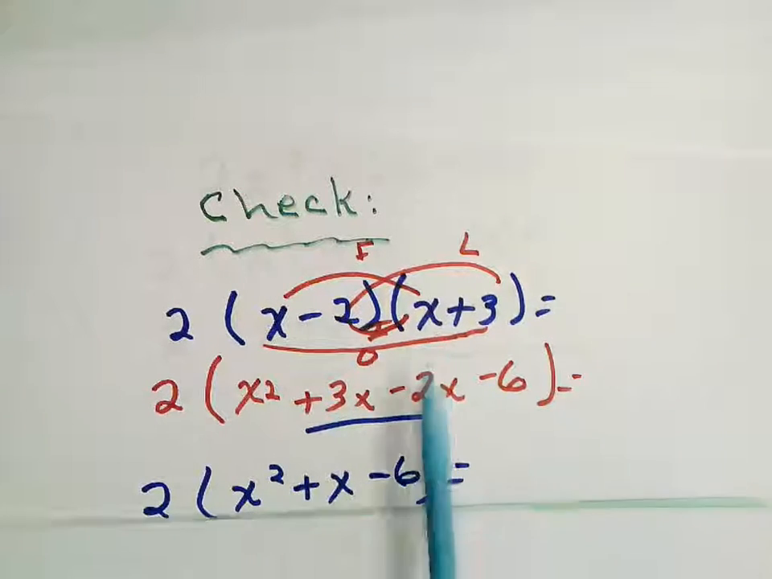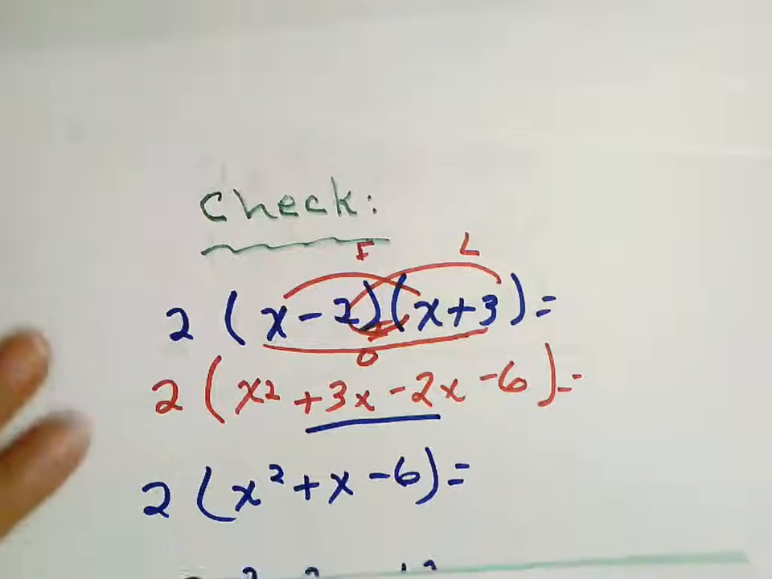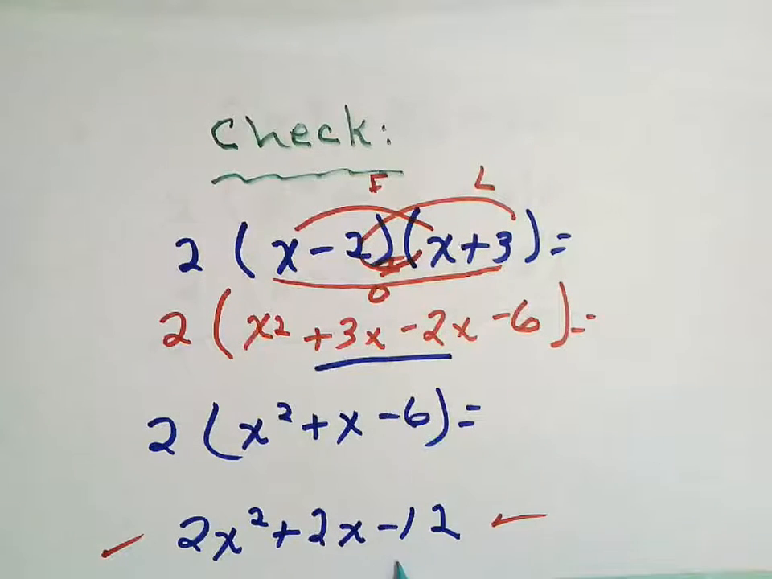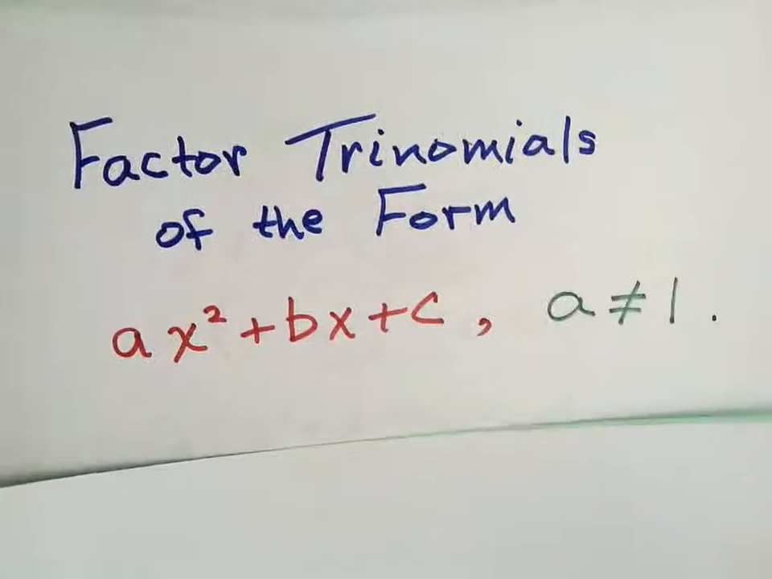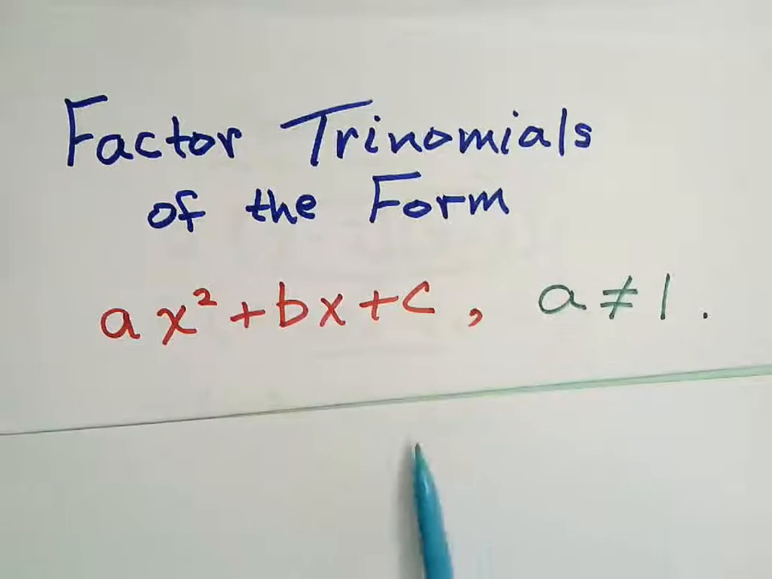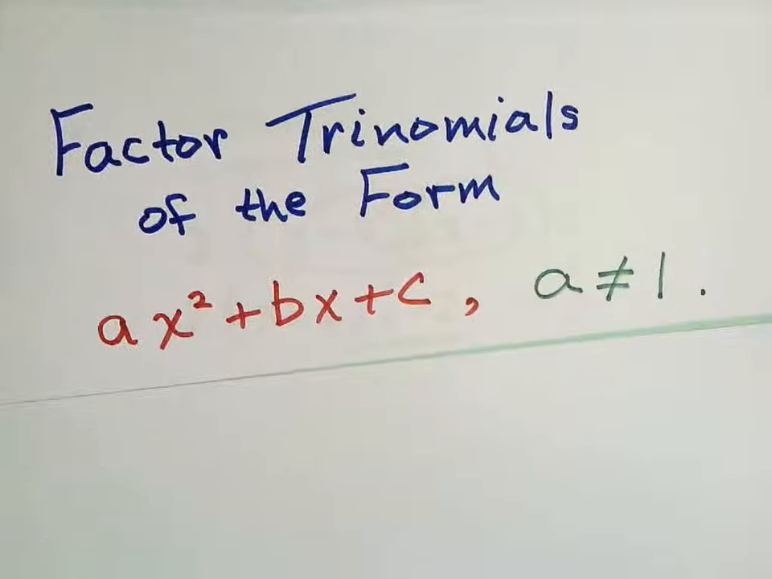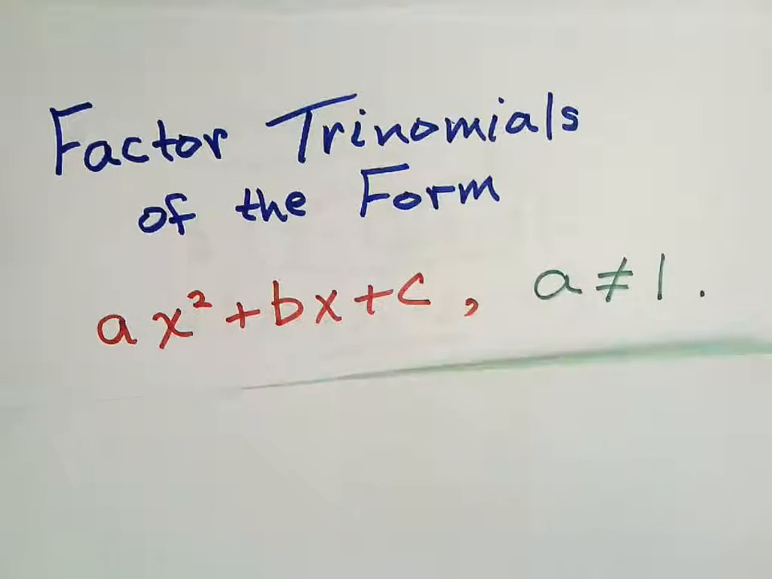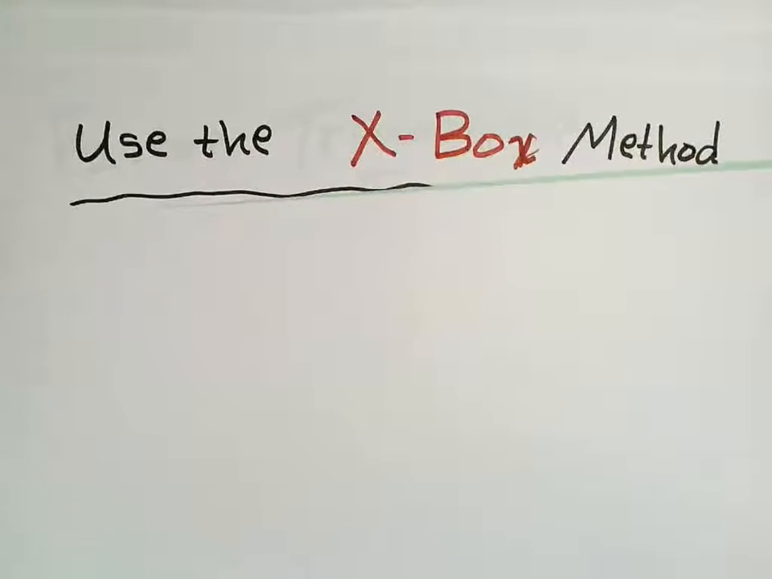Do what's in FOIL, and I have this trinomial. Then I'm going to multiply by 2, and you see I get the original problem that I started with. Now, we're going to look at trinomials of the form ax squared plus bx plus c, where the a does not equal 1. And we're going to use a method that is called the X box method.